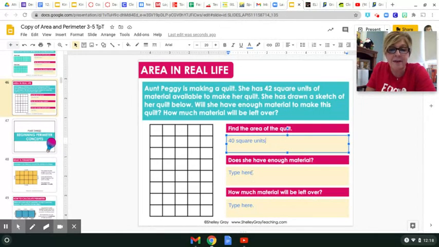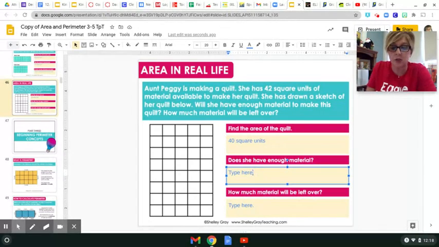Does she have enough material? Well, I'm going to go back into my problem and reread because it tells me how much material she has. And right here, it says that she has 42 square units. Well, her quilt was 40 square units. So yes, she does have enough. So I'm going to type that in.